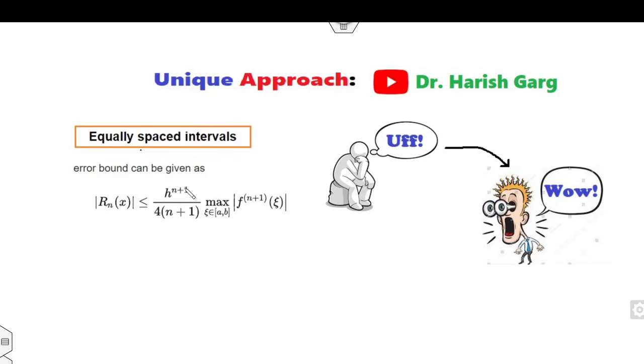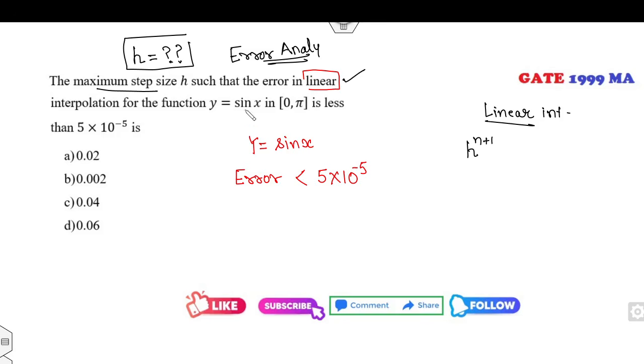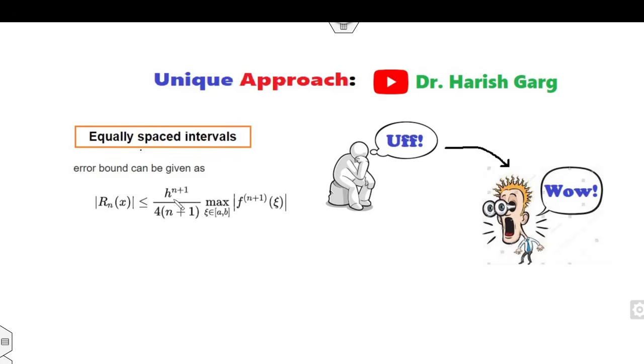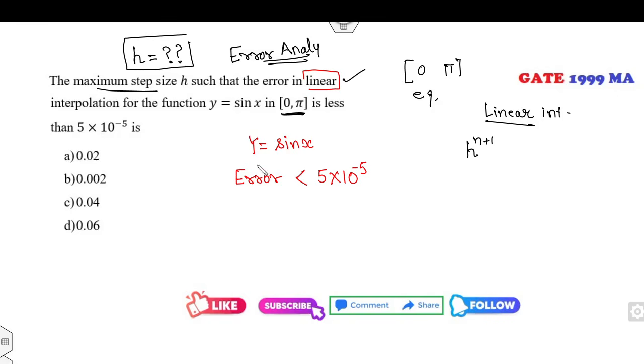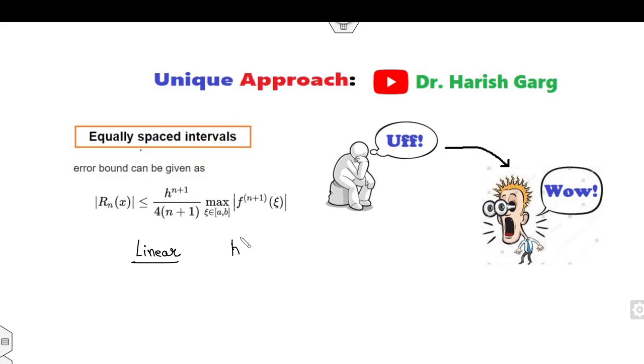Whenever they are equally spaced, because in this case they are not saying whether they are equally spaced or not, I can assume that 0 to pi is equally spaced. Then the formula is h raised to power n plus 1 divided by 4 times (n plus 1), times the maximum of the derivative. What is n in this case? Because the question states it is linear, n is 1. So it will be h square divided by 8.